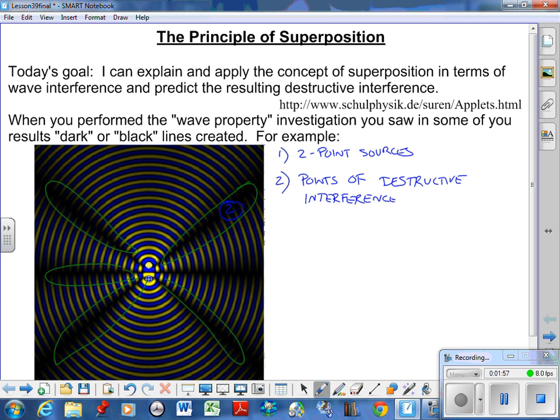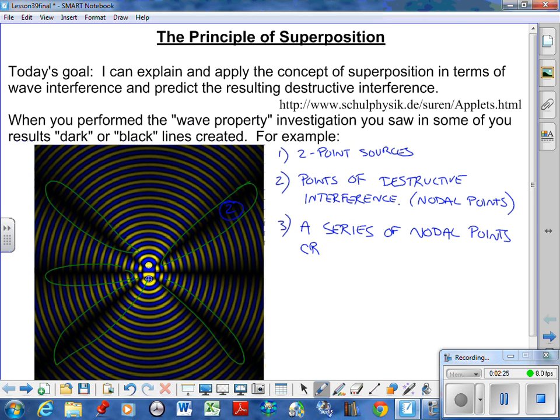Okay, so we have points of destructive interference. Now, what happens when you have a bunch of points of destructive interference? Those points, first of all, are called nodal points. Slip that in there first. So a series of nodal points create nodal lines. And those are lines of destructive interference.